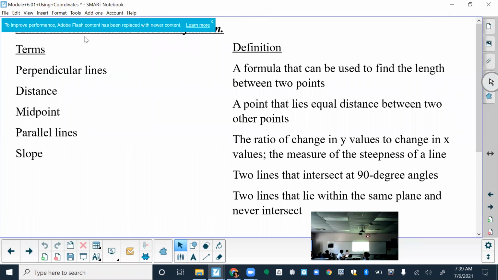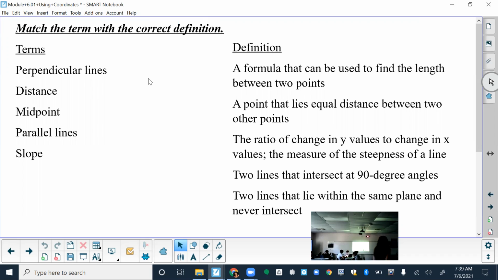All right, so first things are some terms to review. So take like 2 seconds on your own paper and match the terms that you think go with the correct definition. All right, so formula that can be used to find the length between 2 points. A point that lies equal distance between 2 other points. Ratio of change in y, and so on. So take like 30 seconds and match them up to what you think they are.